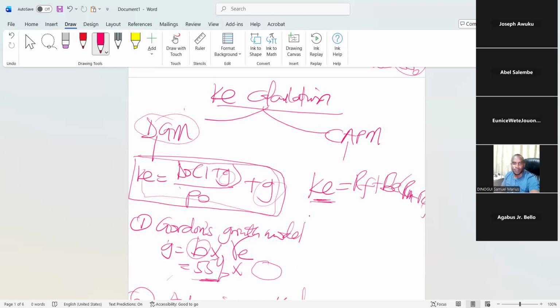So immediately you are reading the question, and you see that in the question they say risk-free, you say CAPM. CAPM is here. So nobody should tell you that you are to calculate KE using CAPM. You should know it.